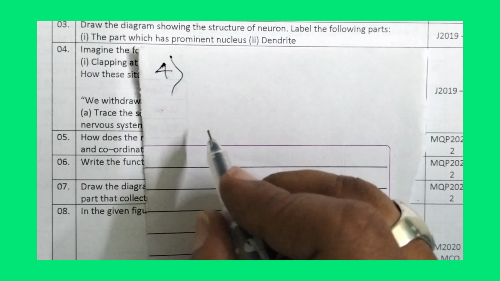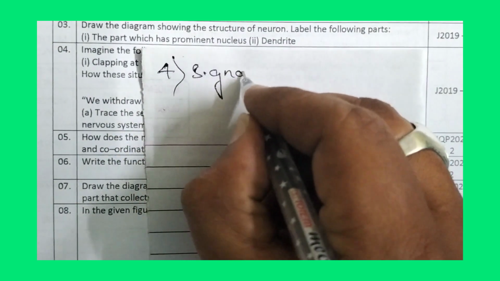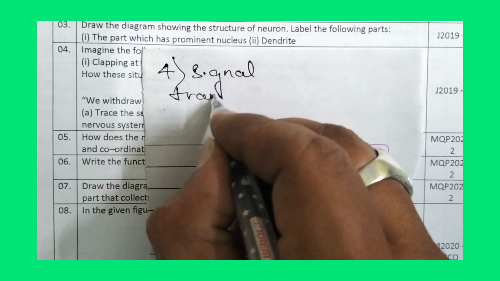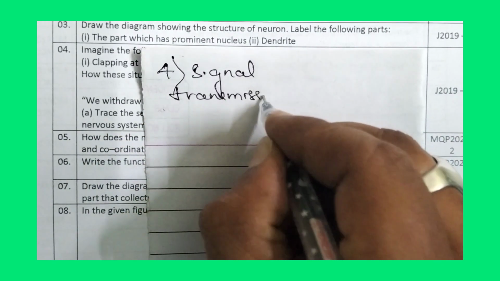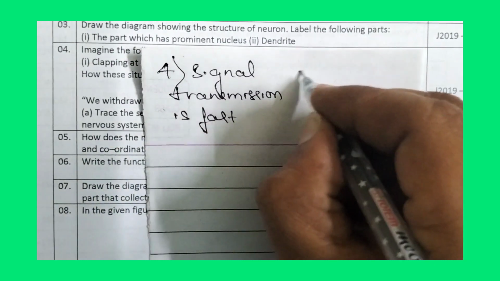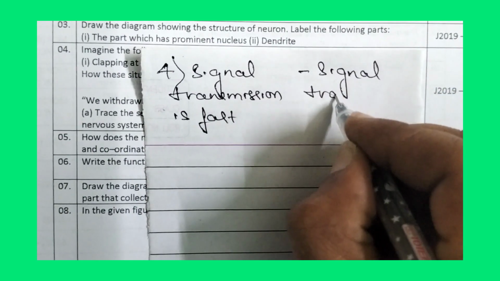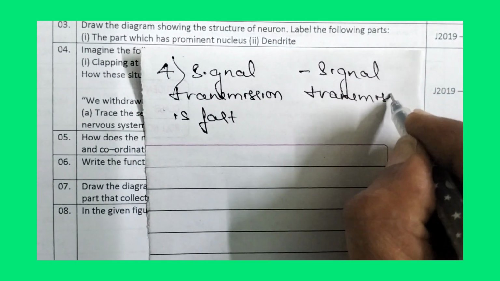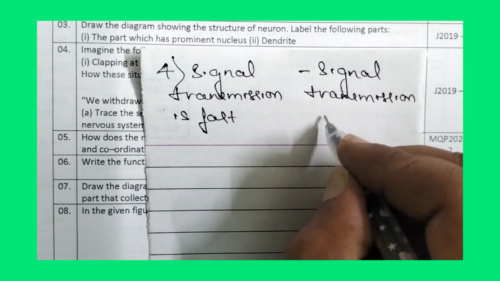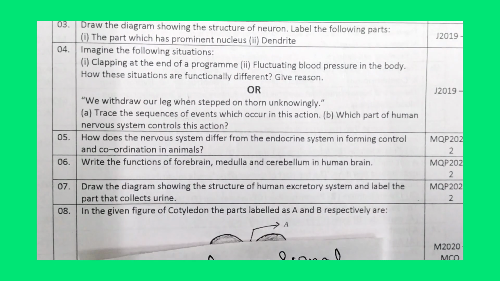Then the fourth one is, signal transmission is fast. On this side, signal transmission is slow. So this is how the nervous system differs from the endocrine system in control and coordination in animals.